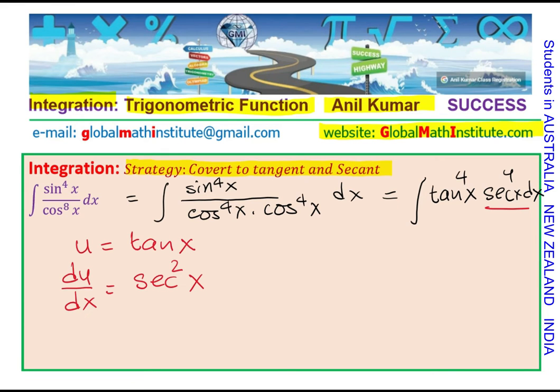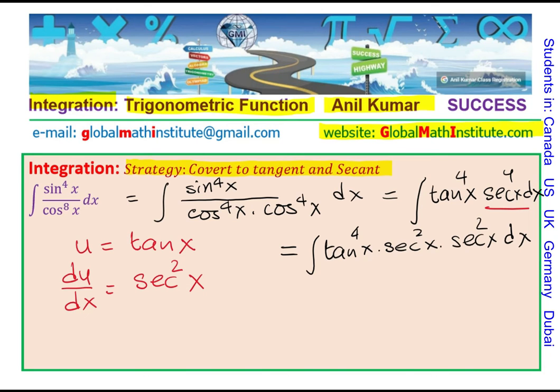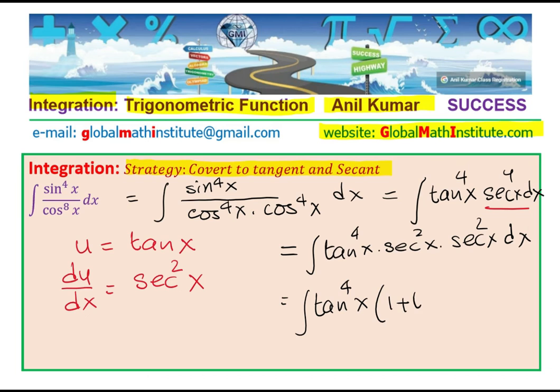Well, clearly, let me rewrite this expression as the integral of tan to the power of 4x and secant square x times secant square x dx. Does that make sense? So we are understanding why we do such a substitution. Now I could simplify further, writing this as tan to the power of 4x and secant square x is 1 plus tan square x, correct? Now it makes much more sense, right?